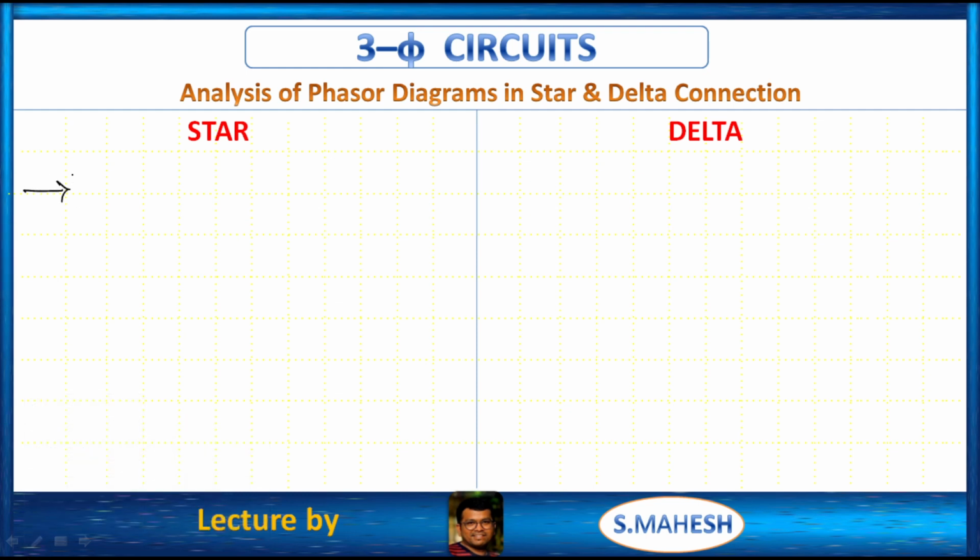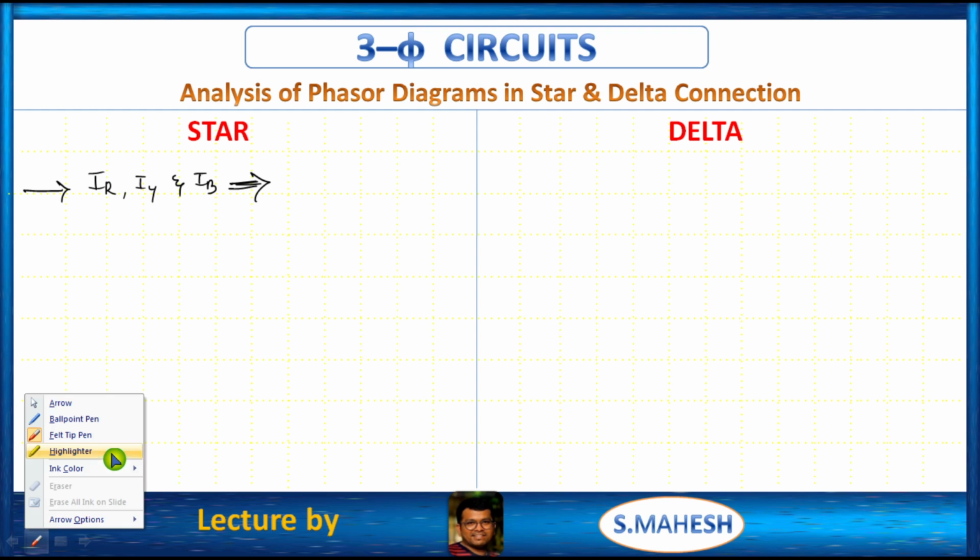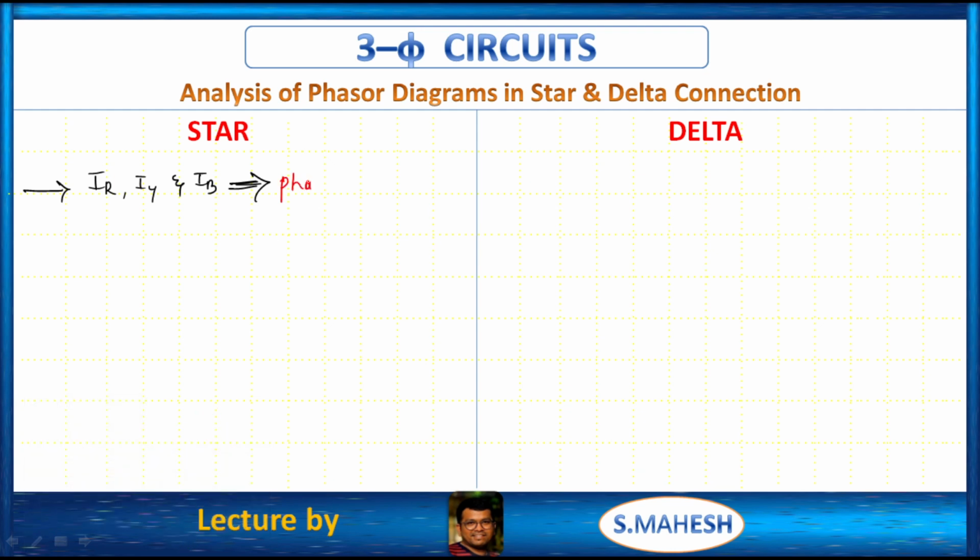We all know that in case of star connection, the currents IR, IY and IB, what are those? Obviously those are phase currents, which are equal to line currents. Clear?